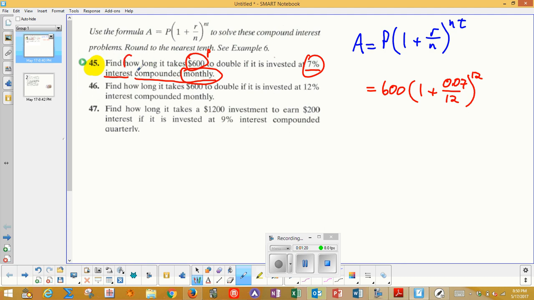And T is what we're looking for. How long does it take? So that's a variable. And then we want it to double, right? So if we want it to double, it means we started with 600 and we want 1200. Okay? And now we have an equation that has just one variable in it. So we can solve that equation eventually using logs. Okay, so that's what we're going to do. So I'll leave that to you because that's kind of like what we've been doing. Okay, it's a calculator question.